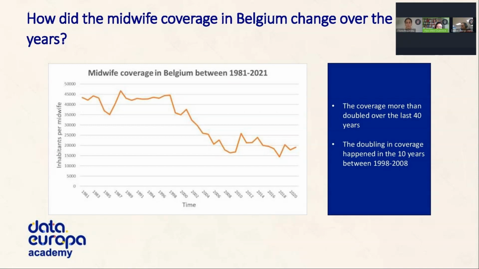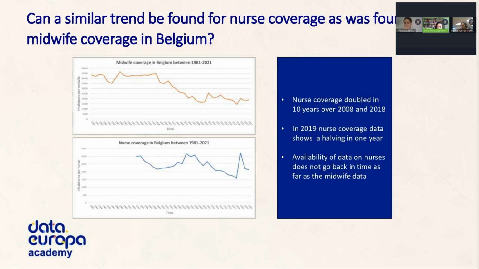So then I thought, okay, if in those 10 years there is such an increase in coverage, is it also happening for other health professionals? So I thought, let's look at the coverage of nurses, and I took the same period of time. I saw there's also a doubling in coverage, also in 10 years, but 10 years after the doubling of the midwives. And I thought that could also be interesting. Why is it afterwards?